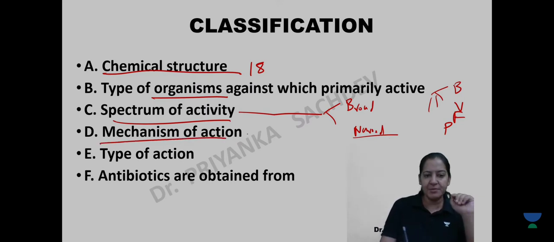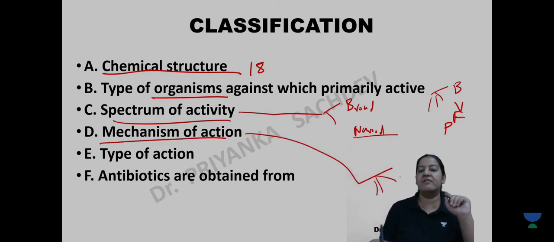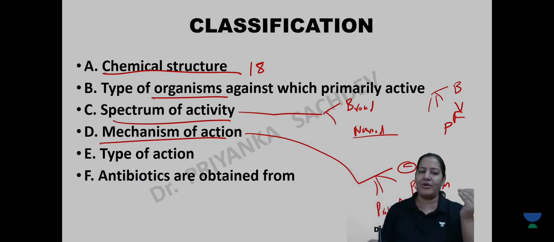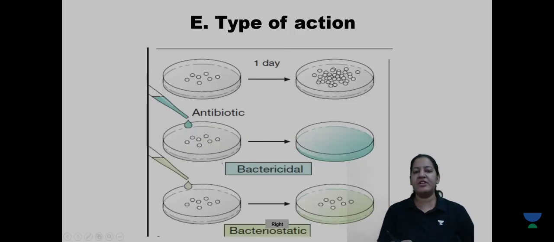Based on mechanism of action, we divide them into four categories. The one which inhibits cell wall synthesis, you know the names. The one which causes pores in the cell membrane, you know the names. The one which inhibits nucleic acid synthesis, you know the names. And the one which inhibits protein synthesis, you already know the names. Give me a thumbs up. Now coming to the fifth classification, the type of action. What is their type of action?